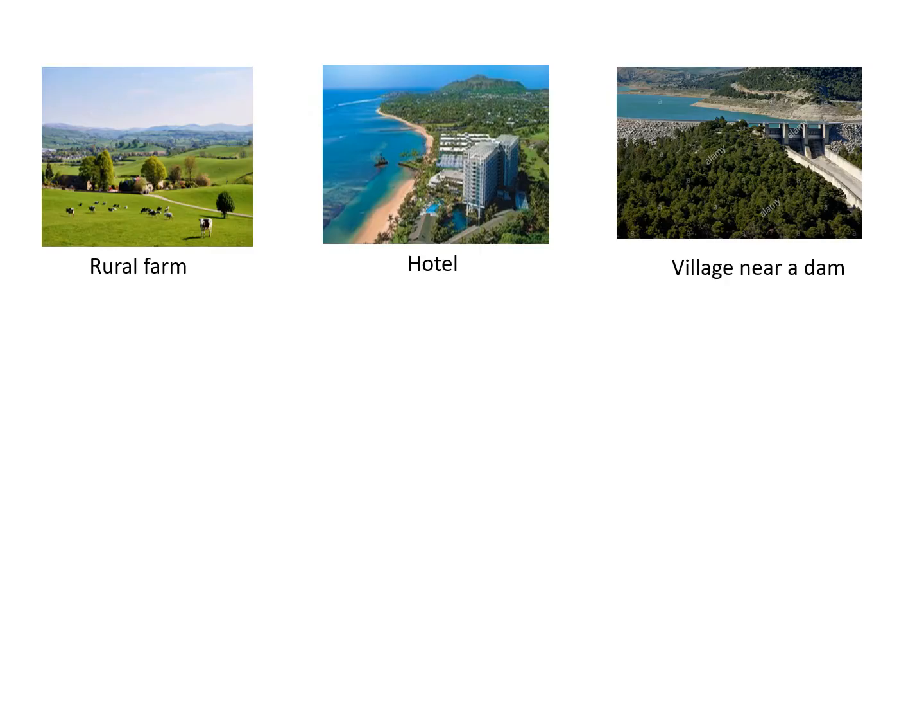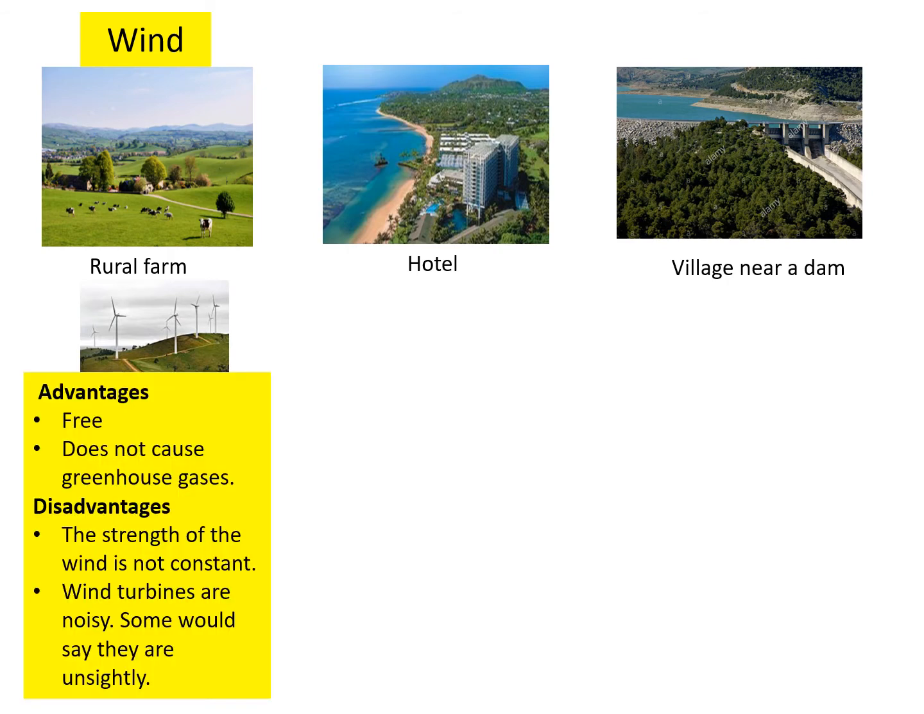We're going to look at renewable energy sources first. We're going to connect them to the correct types of pictures that they could be used in. Starting with a rural farm. This will be suitable for wind energy. It has plenty of space to put the equipment required. As you can see, they need to be spaced out as the equipment is large.